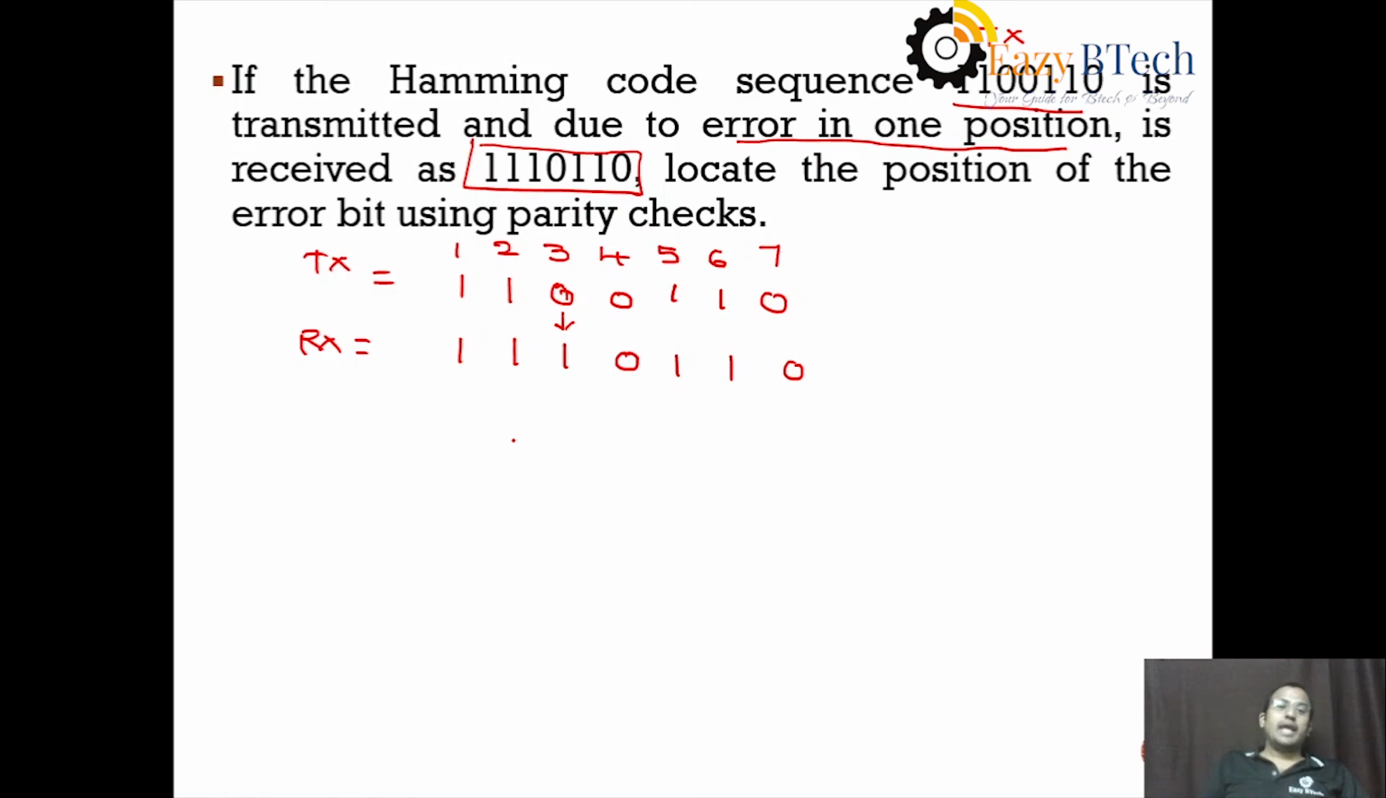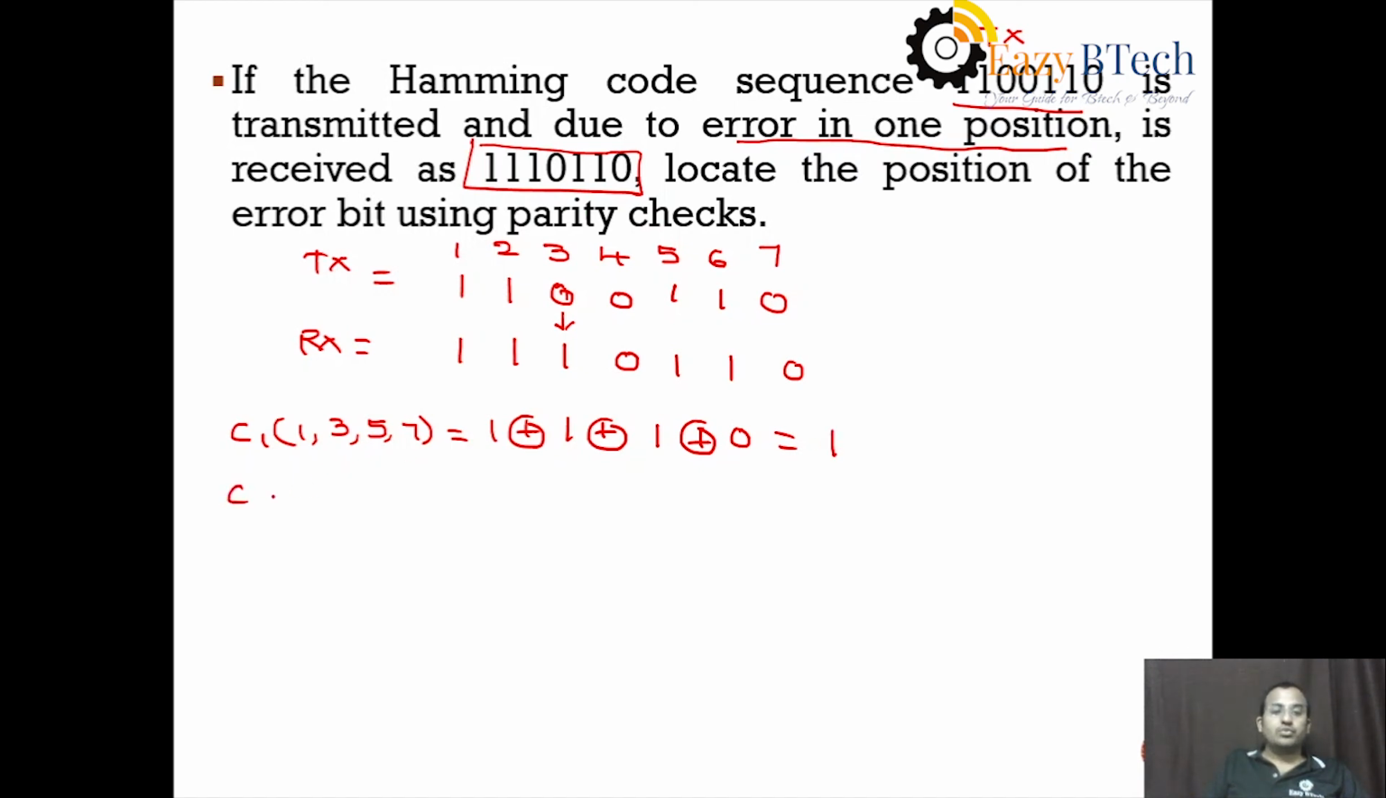How to use the Hamming code bit location? C1 is calculated from 1, 3, 5, 7. We have to take the modulo sum of positions 1, 3, 5, 7. In the first position we have 1, in the third position also 1, in the fifth position also 1, and in the seventh position we have 0. So what is the resultant? 1 modulo 1 is 0, 0 modulo 1 is 1, and 1 modulo 0 is 1.